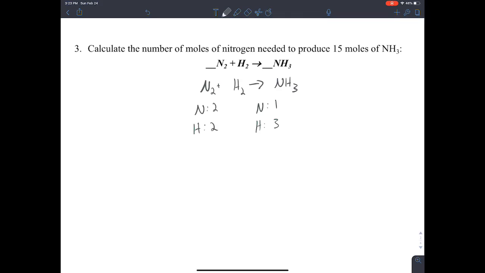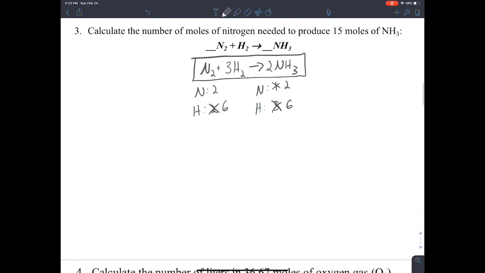Okay, so first of all, let's even out nitrogen. So we have to make this 2. Now we have 2 nitrogens. That's going to make this 6. So now nitrogen is balanced, but hydrogen isn't. So we just need to toss a 3 out here, and that balances it. So this is my balanced equation right here. Nice little balance action. Okay, so now let's get into this itself.